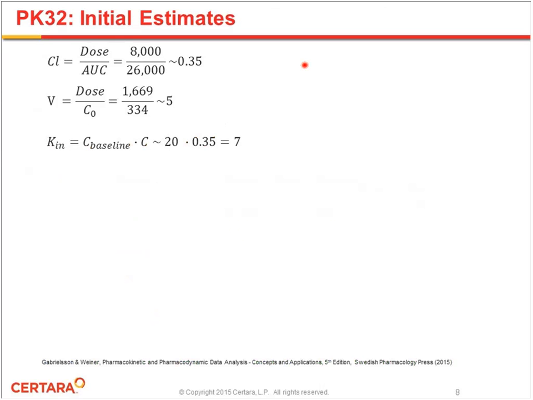Now for the fitting, we would need some initial estimates. And these we typically get from an NCA analysis. Clearance is dose over AUC, and in this case, it's about 0.35 liters per minute. Volume of distribution is dose over C0, and this is about 5 liters. Kn is the baseline concentration times clearance, and is about 7. Sorry, this is a typo. C actually means Cl, not C. All right, and it's about 7.